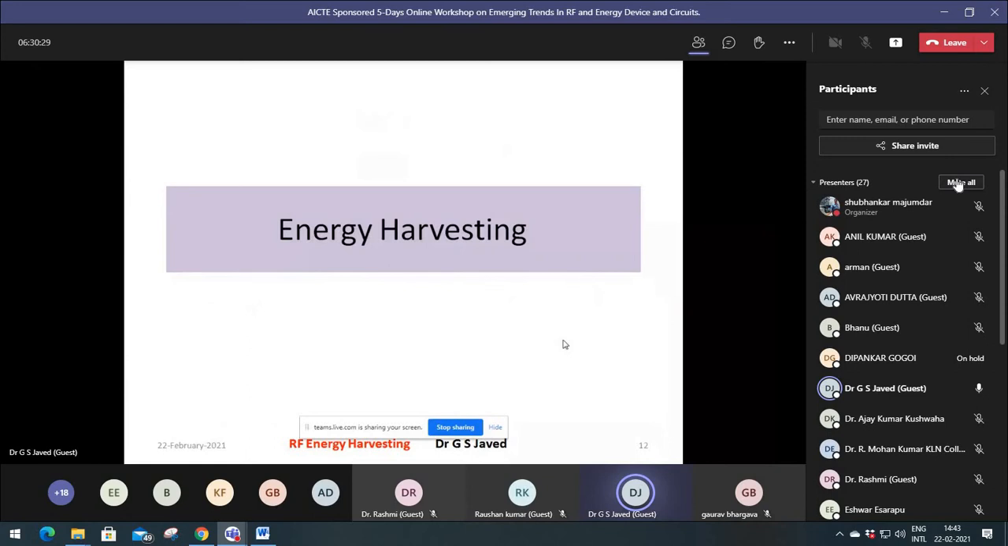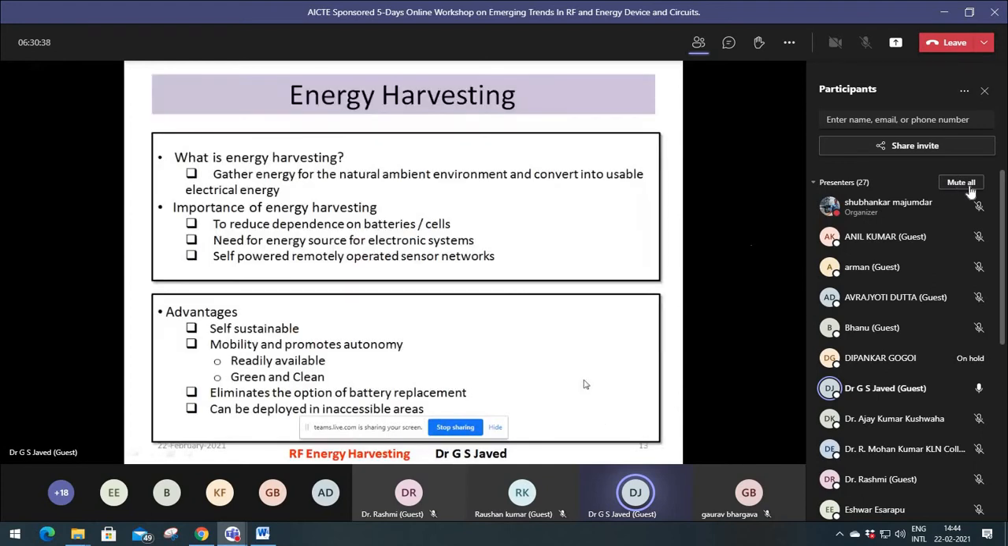So let me start off with energy harvesting. What is energy harvesting? I think I have taken about 6 minutes of time for people. So let us start. What is energy harvesting? It is when you gather energy from the natural ambient environment and convert it into usable electrical energy.